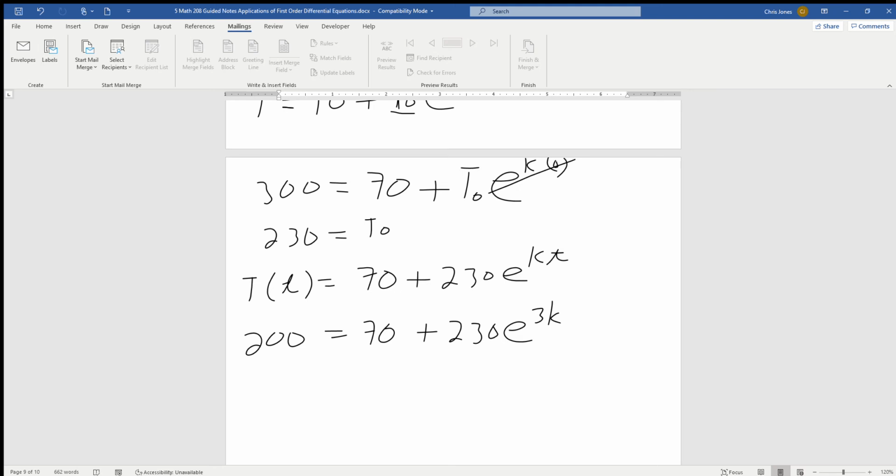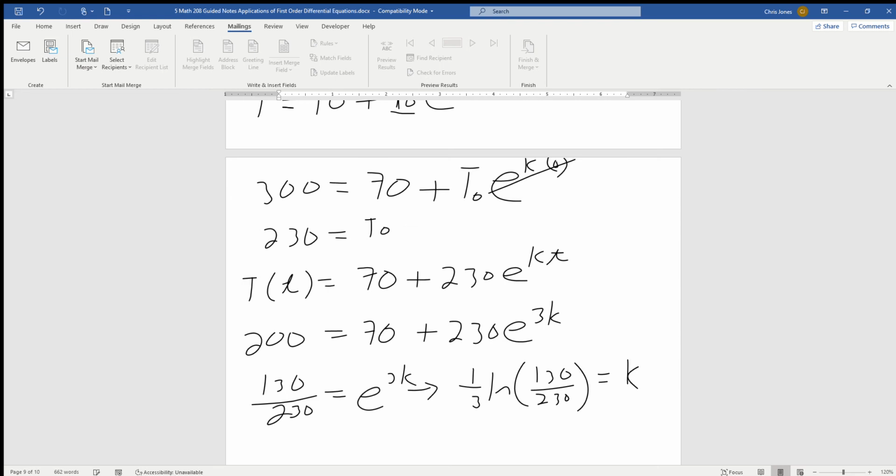We could divide by 230, subtract 70, so we would get 130 divided by 230 is going to be equal to e to the 3k. We could take the natural log of both sides, divide by 3. So 1/3 ln of 130 over 230 is going to be equal to k.